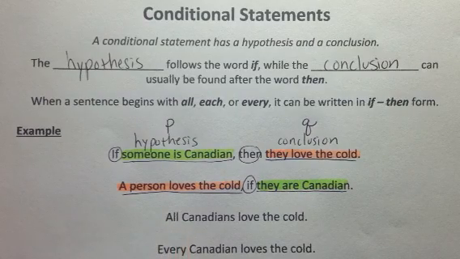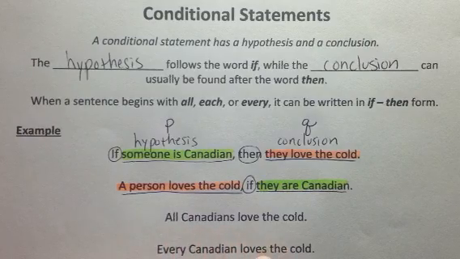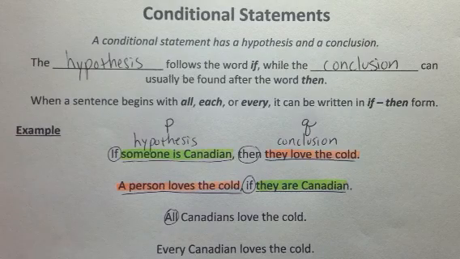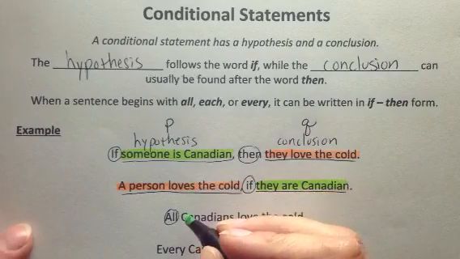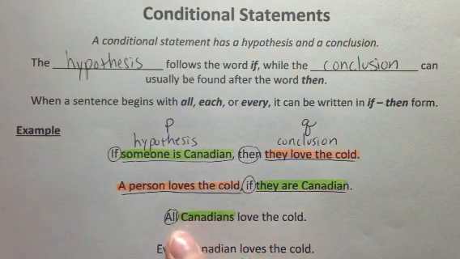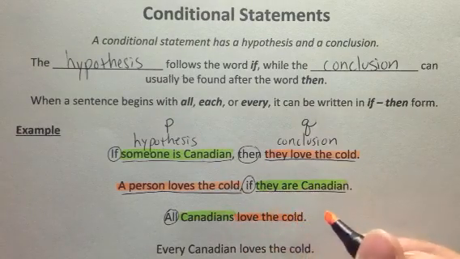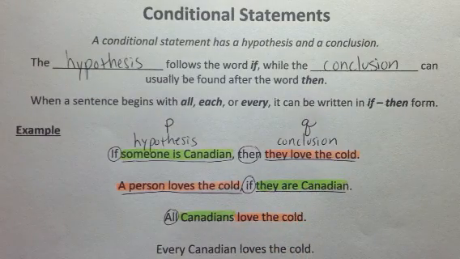Okay, so I'm going to show you too that you could write this with the word all. We can make the statement conditional by using all. When you say all Canadians love the cold, what you're saying is that if, okay, so if you wanted to write this as an if-then, you would take the all out. If someone is Canadian, so you usually have to put a little extra wordage in there. If someone is Canadian, then they love the cold. Okay, so we're looking at an equivalent statement here.